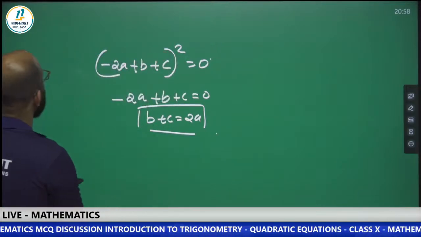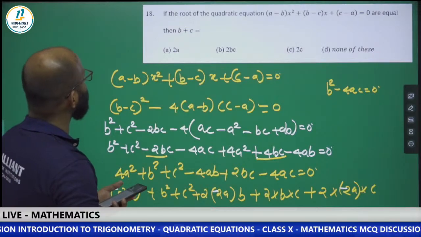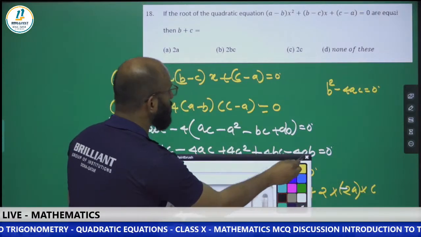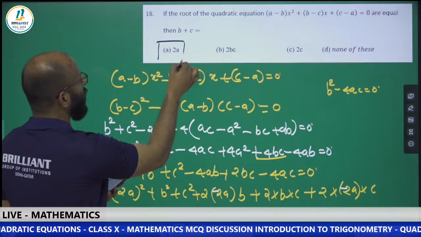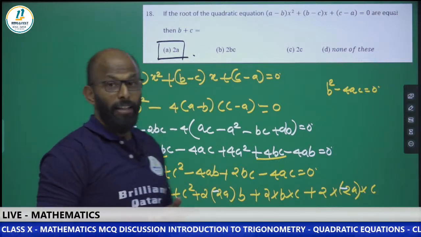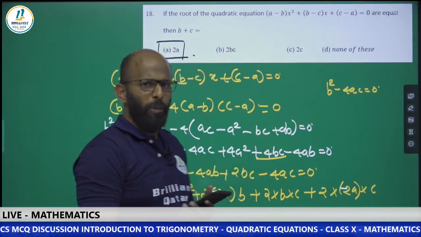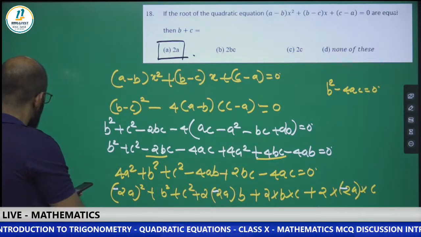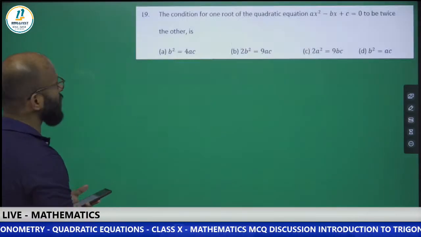So we can check which option is that one. Yes, b plus c is equal to... yes, option A is the correct answer. I hope all of you got it. One of the important questions. Yes, we'll move to the next question.